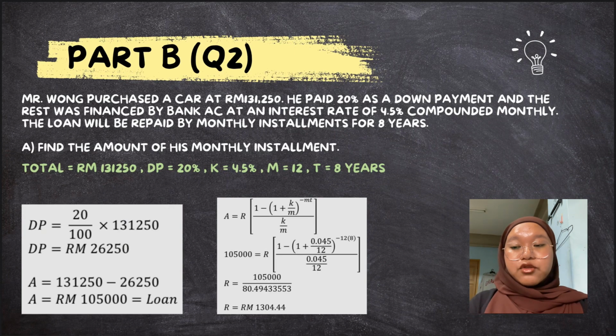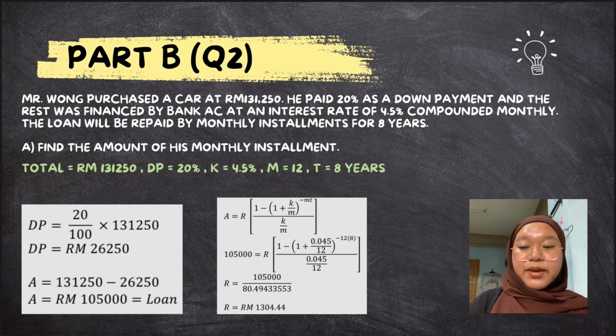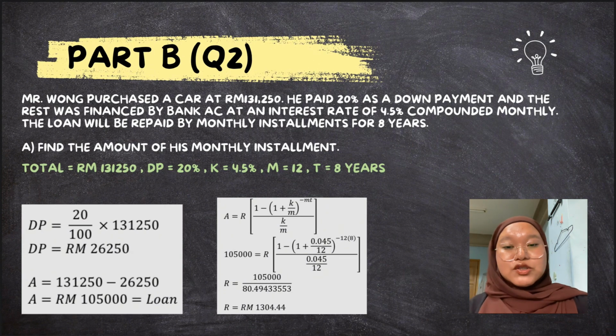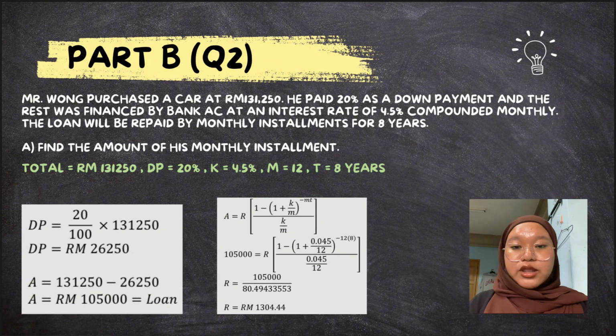Next, we're going to find R, and here's the formula. A equals R[1 minus (1 plus K divided by M) to the power of negative M multiplied by T] divided by (K divided by M). You put the numbers in the formula and use your calculator to find R, and for the final answer you get 1,304 ringgit and 44 cents as R.